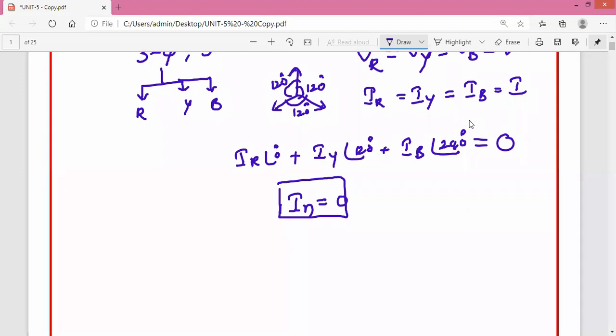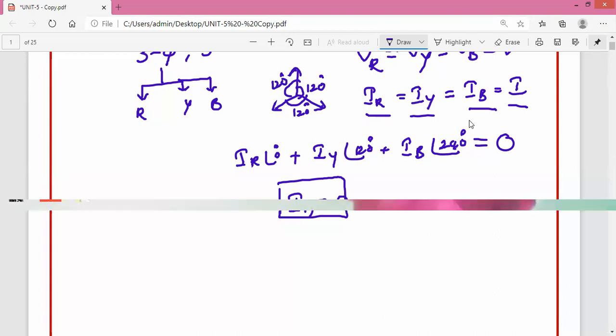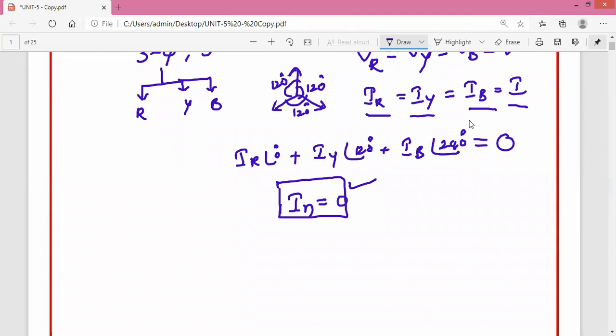We have discussed here that IR is equal to IY is equal to IB, which is equal to I. That means balanced currents are flowing through the phases. If you add the R phase current, Y phase current, and B phase current, the sum will be 0. That means these currents are called balanced currents. When these are balanced, the neutral current is always 0.